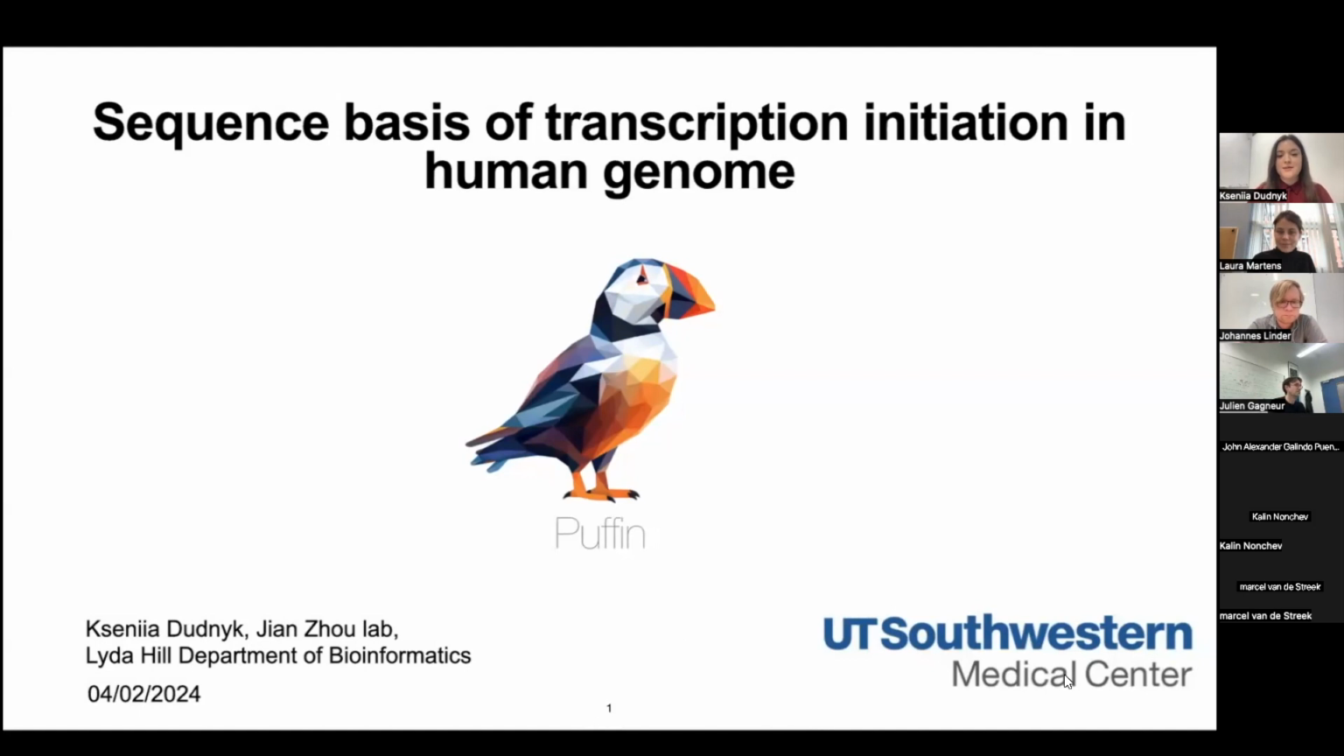I'm Kseniia. I'm a fourth-year student in Zhou's lab. In our lab, we use deep learning to study regulatory signals encoded in the human genome. My project is this Puffin model that we developed to study transcription initiation in the human genome. This paper is available on bioRxiv, but it will be published soon, hopefully in Science in the next few weeks.